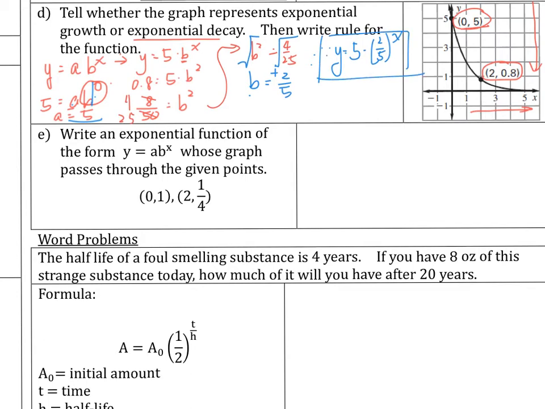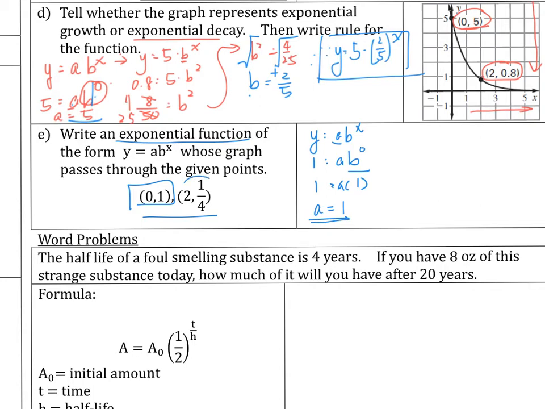Okay, for part E, you are to write an exponential function of the form y equals a times b to the x power whose graph passes through the given points. So I'm going to write this exponential function. Okay, I'm going to substitute 0, 1 in to look for the value of a. Okay, in this case, b to the 0 power is 1. A is still 1.